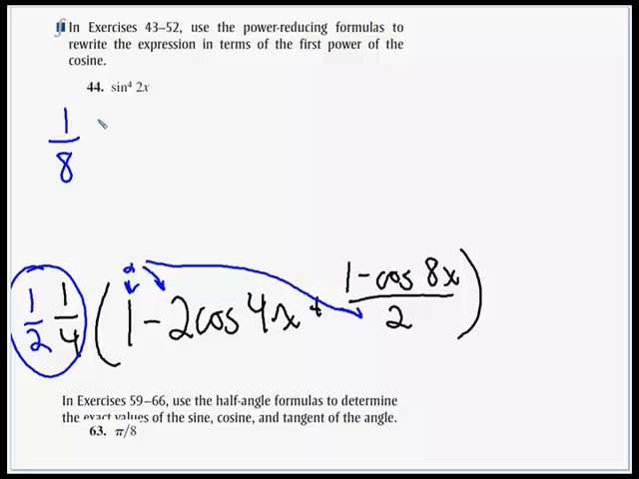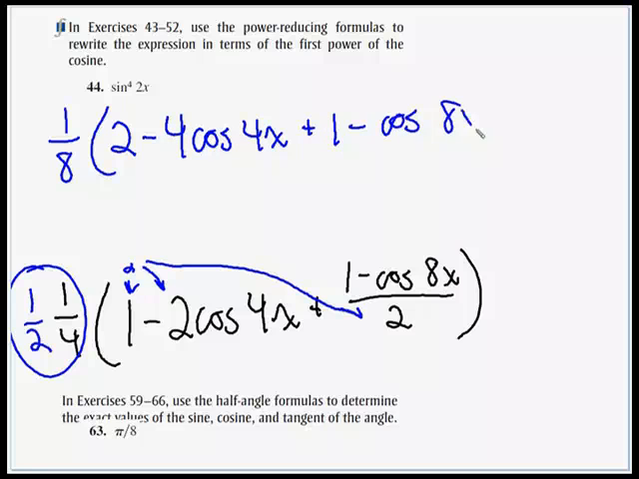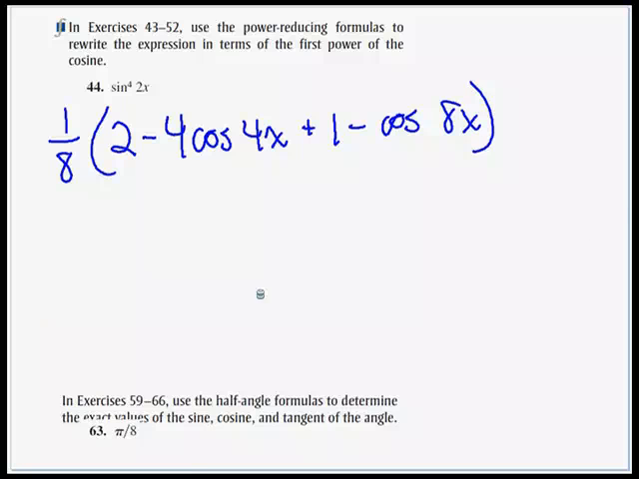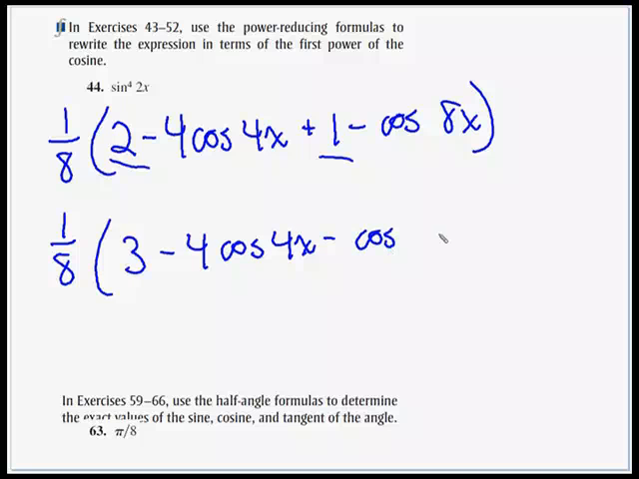You know, that's a recurring theme on these problems. 2 times 1 is 2. 2 times 2 is 4 cosines of 4x plus 1 minus cos of 8x. And just like we did the other two times we've done problems like this, we have a 2 and a 1 to combine. Those just become a 3, and then minus our 4 cosines of 4x minus the cos of now 8x. So the answer looks a lot like what we saw in the first example.